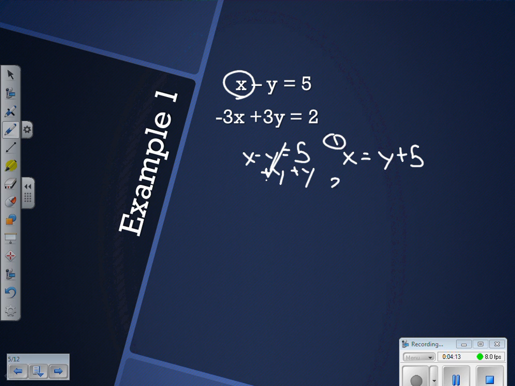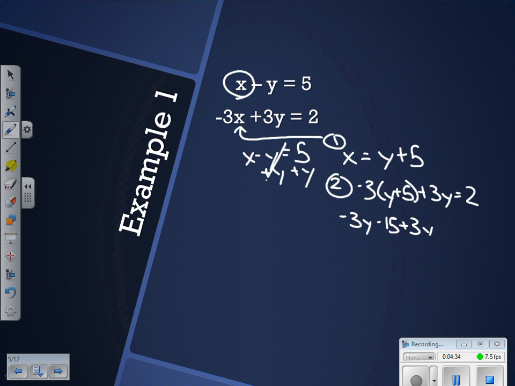I got a variable by itself. Step 2 says I take that and I plug it into the other one. So here, instead of x, I'm going to write what I got. So negative 3 times my y plus 5, plus 3y equals 2. And then solve for y, because now I'm down to one variable, so that can be done. Distribute, so negative 3y minus 15 plus 3y equals 2.